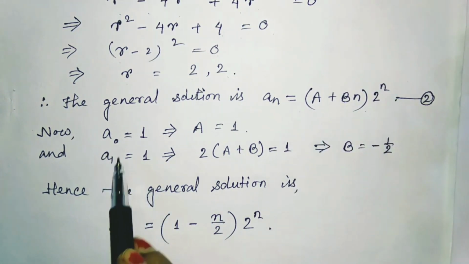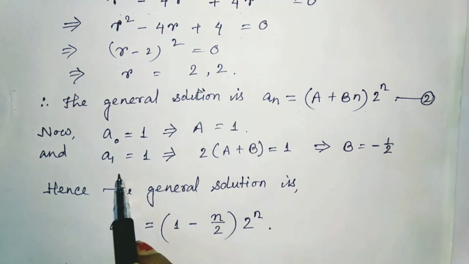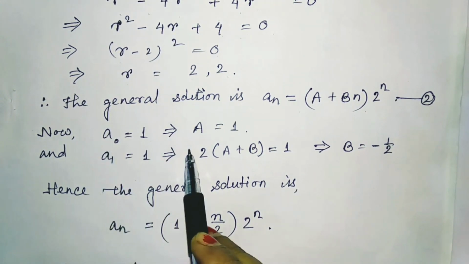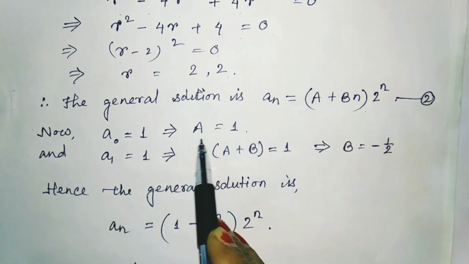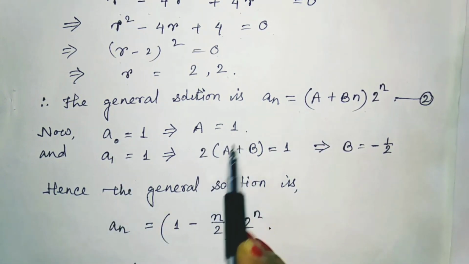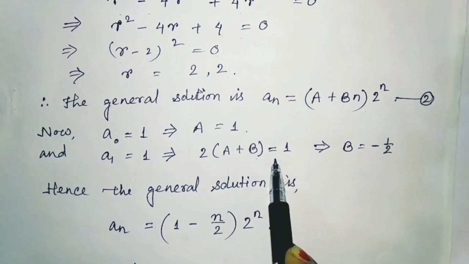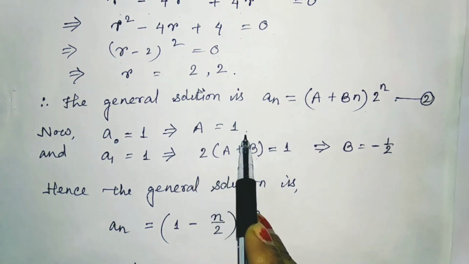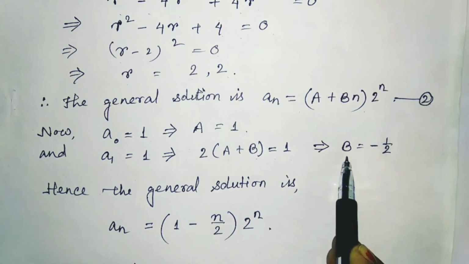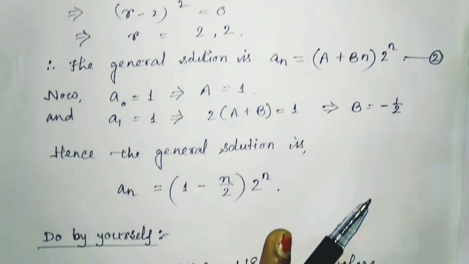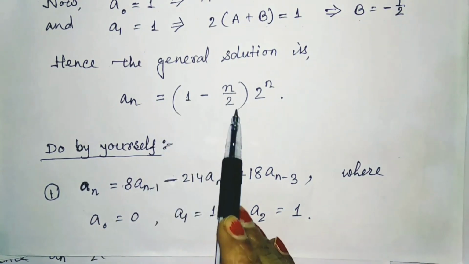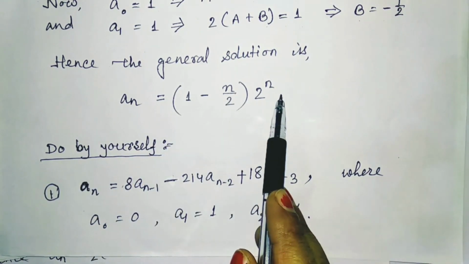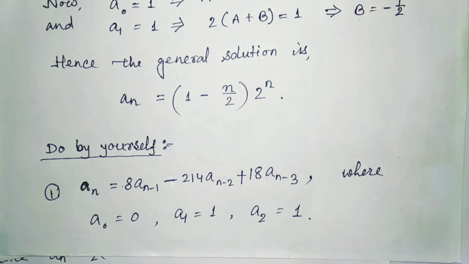Now the initial conditions are given: a_0 = 1 and a_1 = 1. If we substitute here, from the first initial condition we find a = 1, and 2(a + b) = 1. If you substitute this value of a here, then we find b = −1/2. Hence the general solution is a_n = (1 − n/2)·2^n. This is the solution.